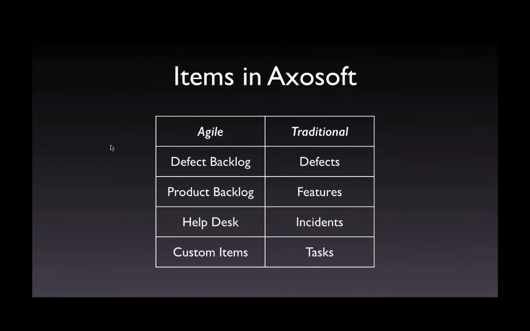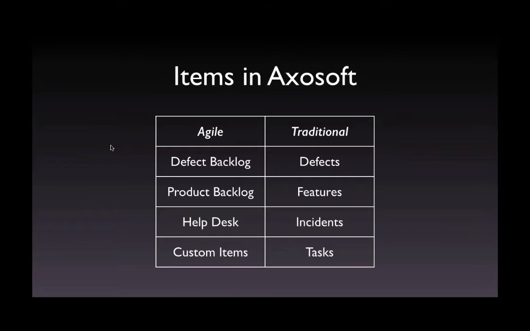When we talk about items inside Axosoft, there's two different ways to talk about these. You've got the traditional method on the right, which is your defects, features, incidents, and tasks, and then you have the agile, which is more and more how our customers are referring to these: the defect backlog, the help desk, custom items, or the product backlog.